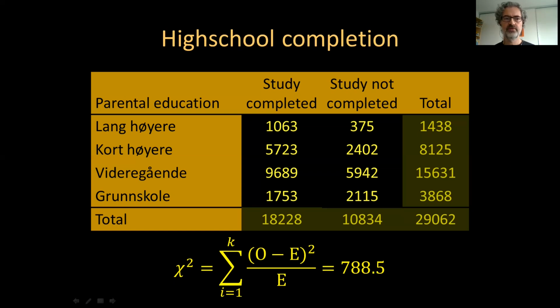Obviously, if you know that someone's parents only finished elementary school, you should guess that they will not complete their high school, and you will be correct more often than not, although the difference would not be very large. If you know that someone's parents have had long higher education, you should guess that this person completed high school, and you will be correct more often than not with a somewhat higher rate. How big is this difference depends on the actual numbers and the sample size.